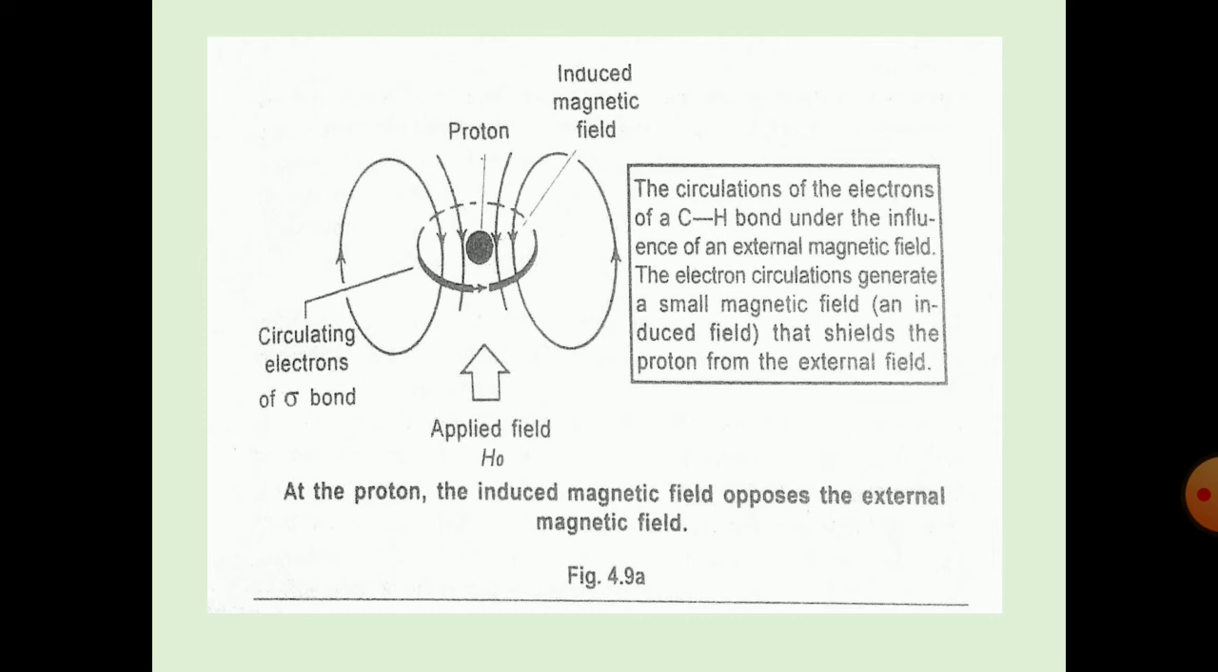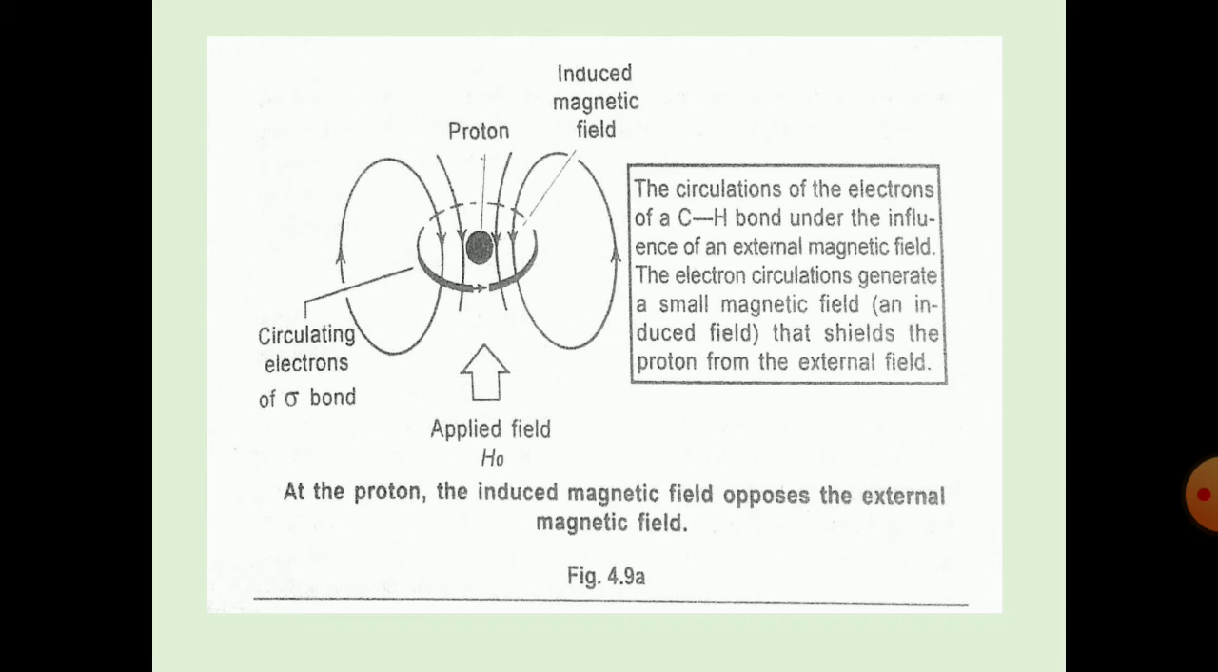The de-shielded nuclei will need the application of a stronger external magnetic field before the spin of the hydrogen nuclei flips and appears as a peak on the spectrum as they absorb energy. And since the effective magnetic field at a shielded proton is always weaker than the external field, the applied field H0 must be made stronger before resonance is observed.